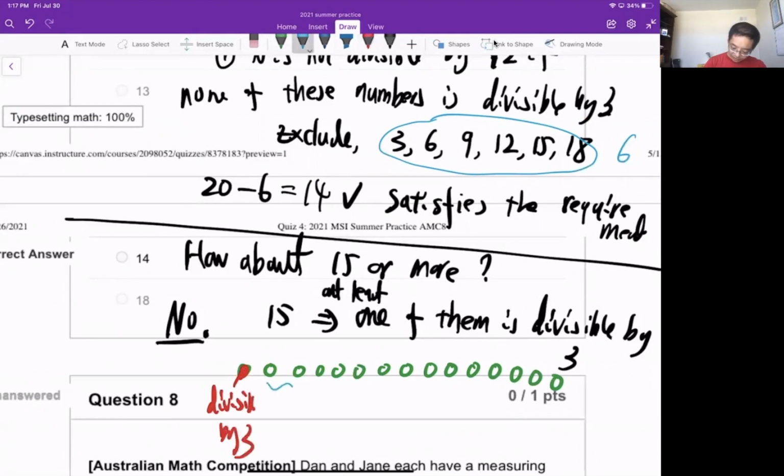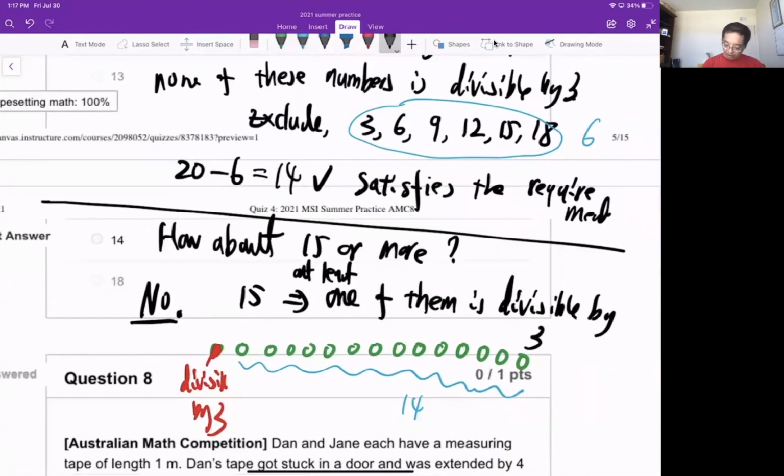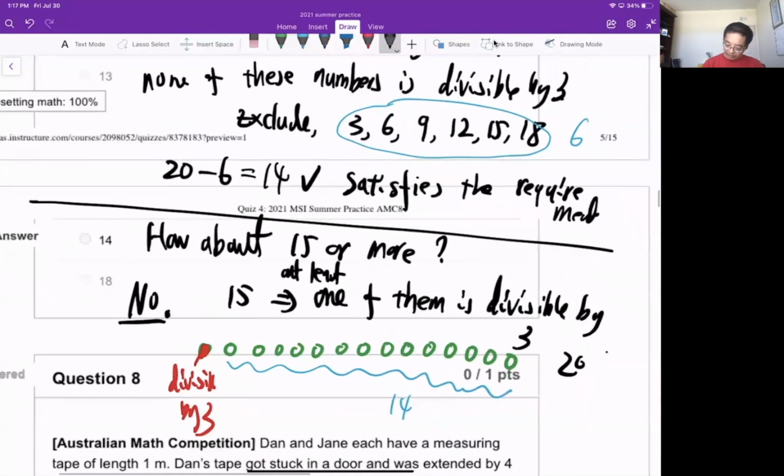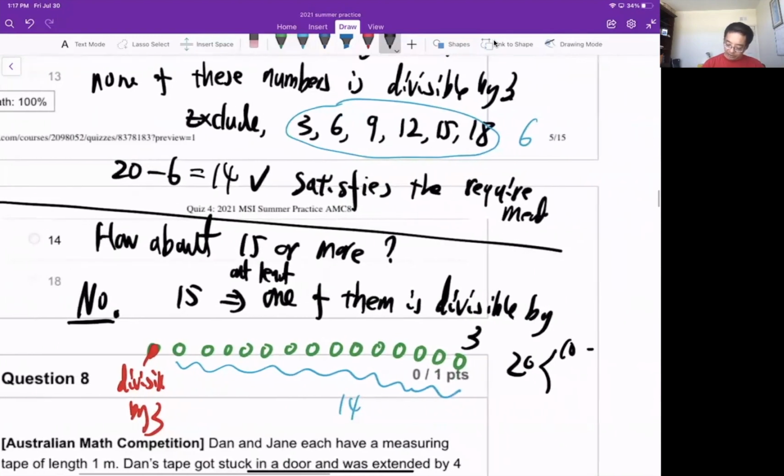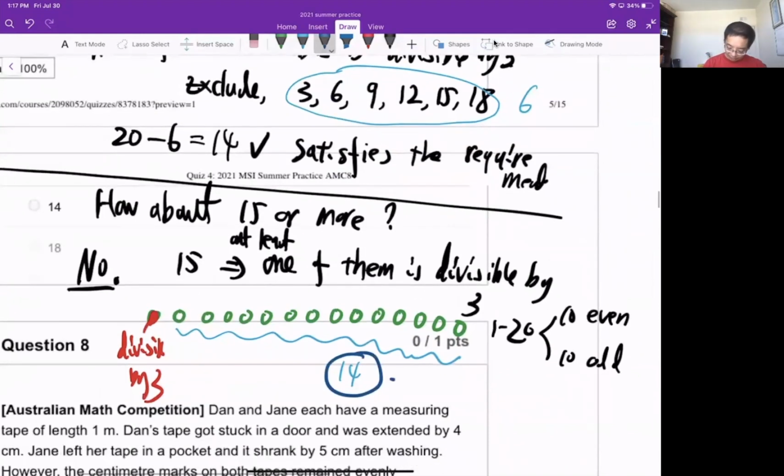And then we still have 14 numbers left. Look, for 20, we know from 1 to 20 it's 10 even and 10 odd. So if I have 14 numbers here, regardless of how they are selected, we conclude there are at least 4 even numbers, because at most you have 10 odd numbers, so at least 4 even numbers.